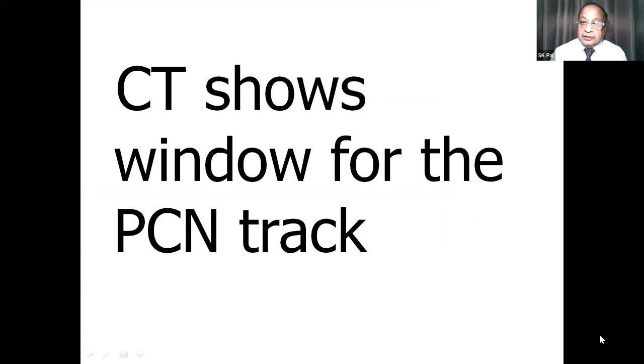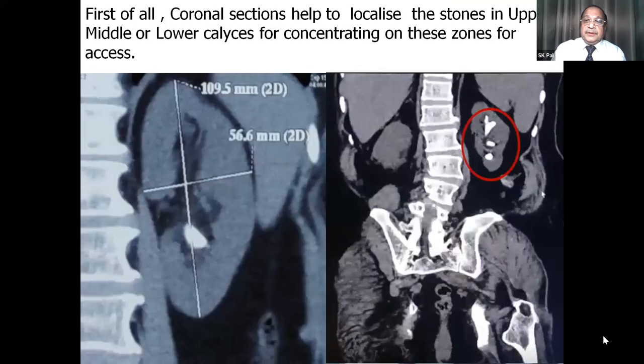We should learn how to study the CT. And here I would like my junior colleagues to be a little more attentive and be with me to understand how to read the CT. See, first of all, we see the coronal sections and try to identify the region where the stone is, whether it is in the lower calyx or in all the calyces where we have to approach.